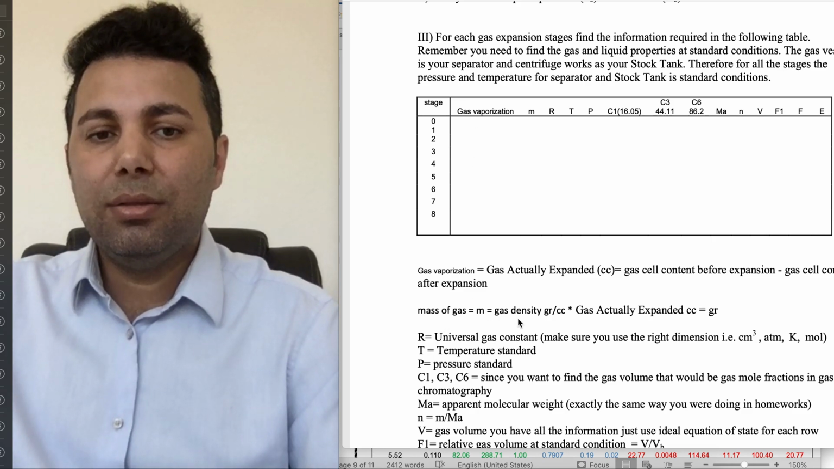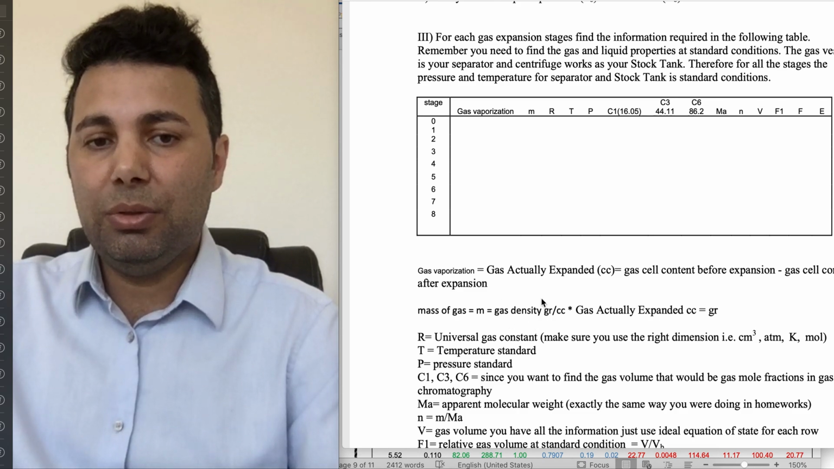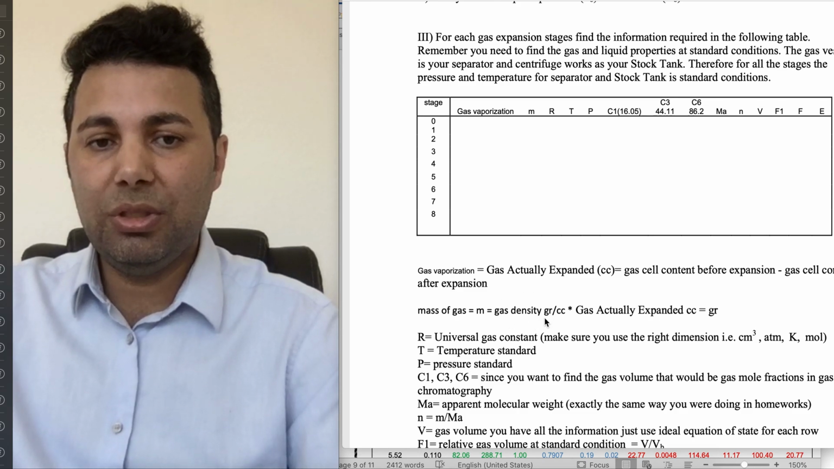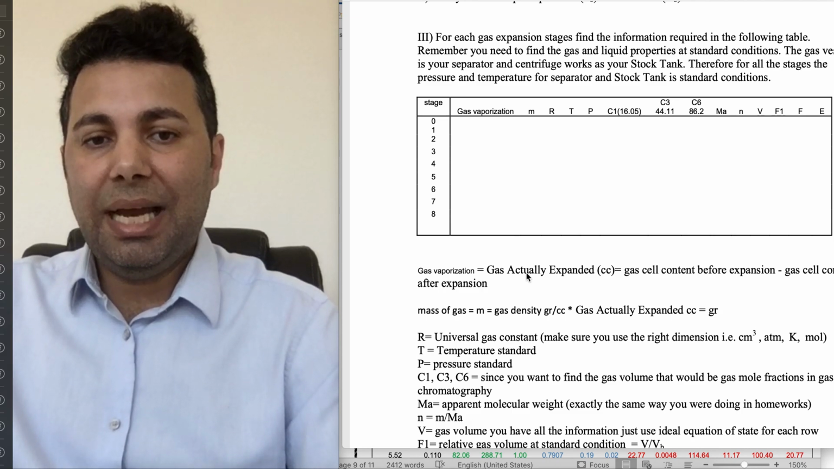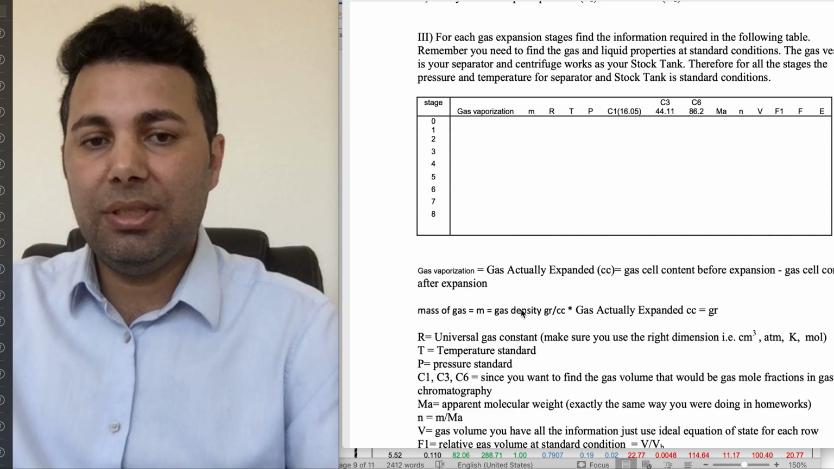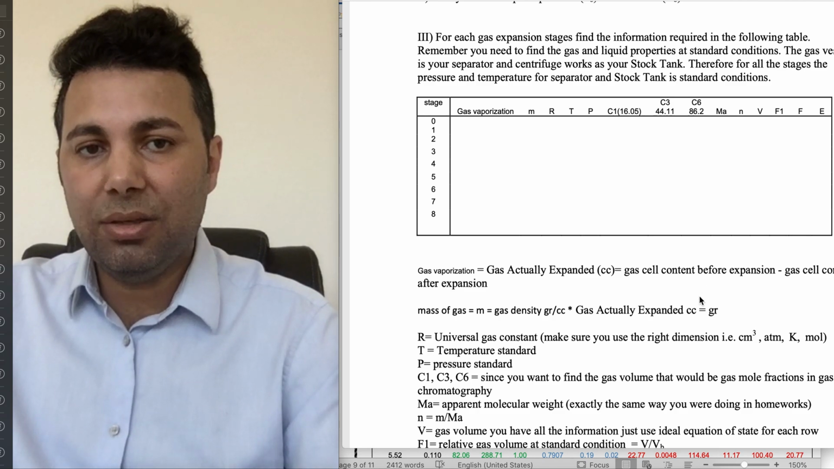Mass of gas. We measure the gas density. The gas density using D2 is already measured for every pressure. If you multiply that by the gas actually expanded, so this is mass over volume, you are multiplying by the gas volume, then you get the mass. So this is how we are getting the mass of the gas.